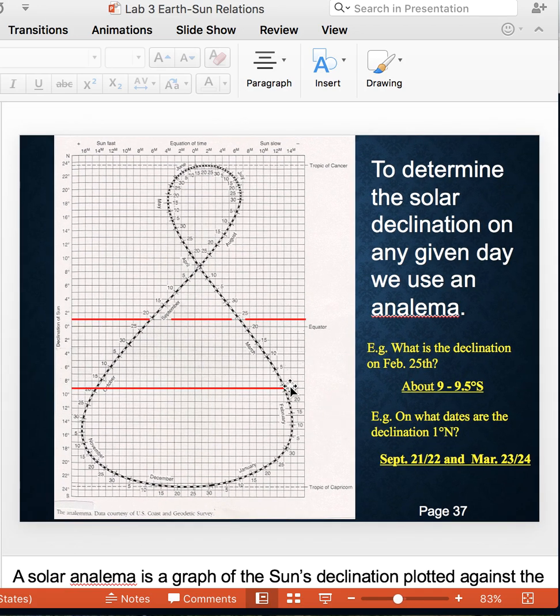And then it might ask, tell me the 2 dates. So it's either, what is the declination of the sun, or, if you're going backwards and it says, on what dates is the declination 1 degree north, you're doing the opposite. You start over here, and then you draw your line backwards, which we'll see later when we do things together. You'll draw backwards, and you'll say September 21st or 22nd, and March 23rd or 24th. All right.